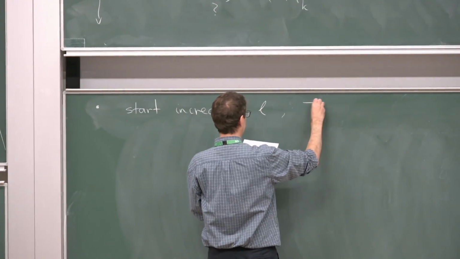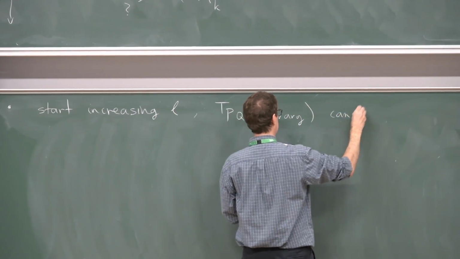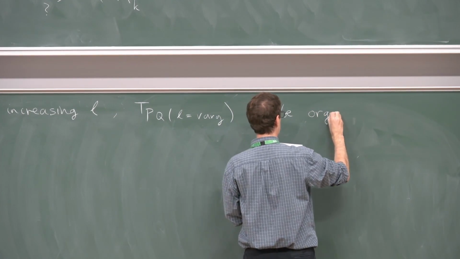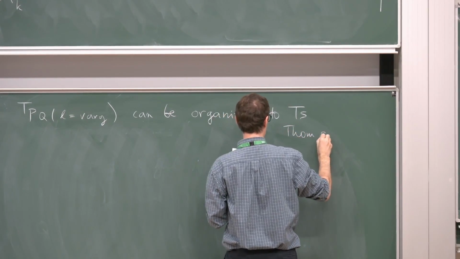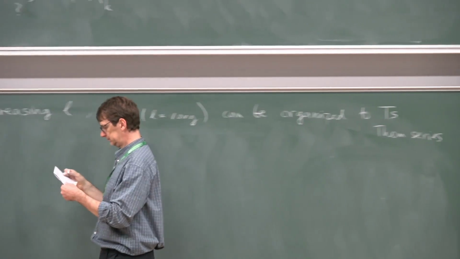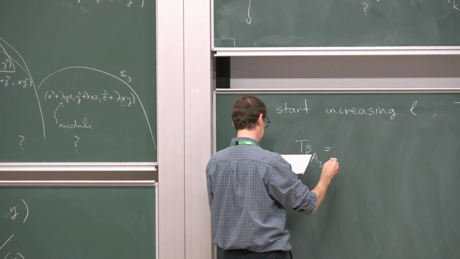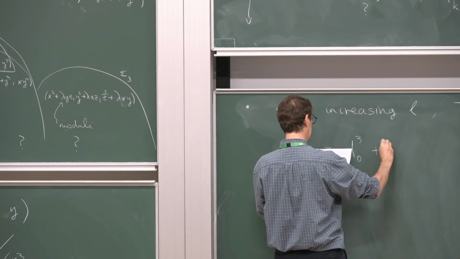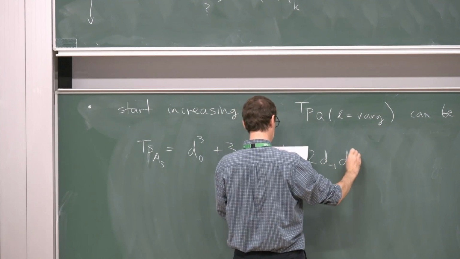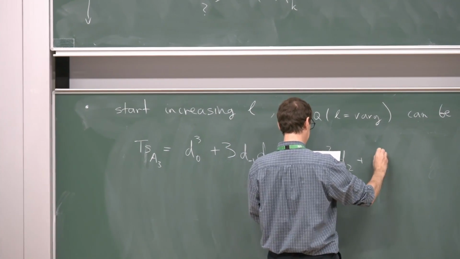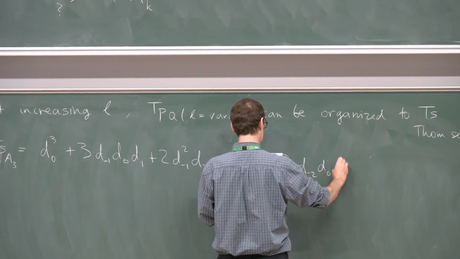The Thom polynomials for Q for different L's can be organized into a Thom series, and I'm going to write the Thom series of A3. This is D0 cubed plus 3 times D negative 1 D0 D1 plus 2 times D negative 1 D2 D negative 1 squared D2 squared plus 1 times D1 squared D negative 2 plus 7 D negative 2 D0 D2, etc.